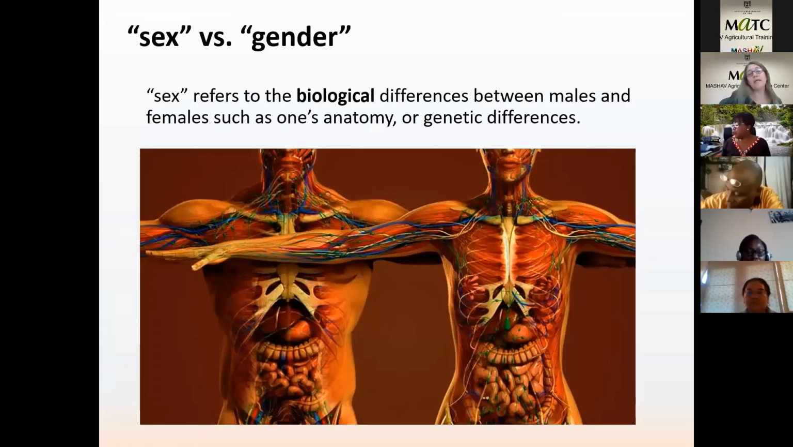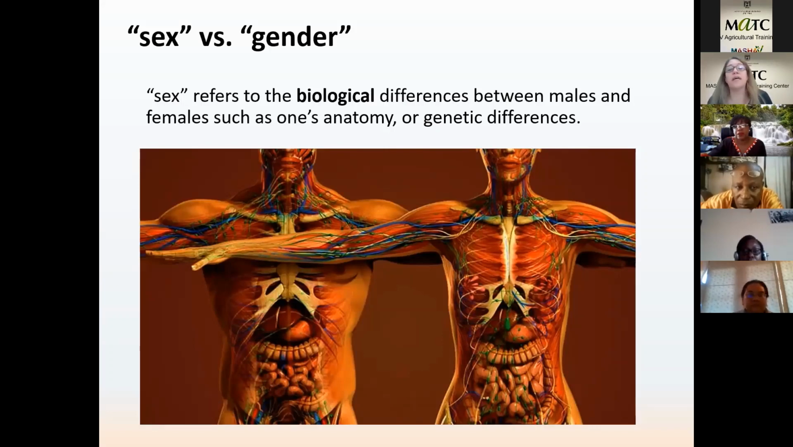The first is the term sex versus gender. They are often used interchangeably, but do they mean the same thing? Sex refers to the biological differences between males and females, such as one's anatomy or genetic differences. We all have the same structure, more or less, but there are some differences. For example, our genitalia, or the types and levels of hormones that our body secretes.